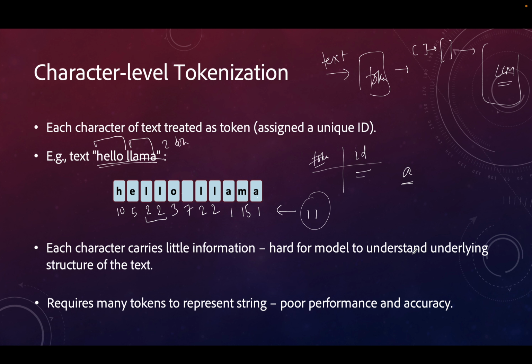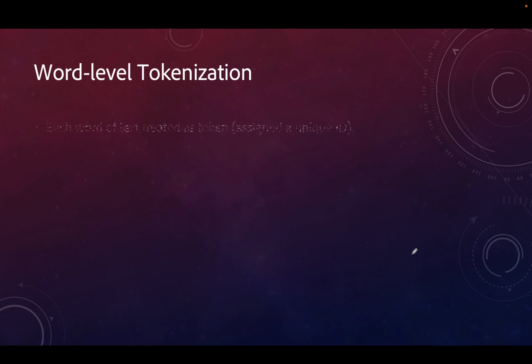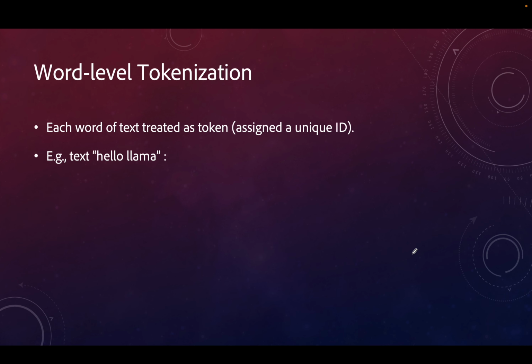Let's move to the next tokenization, called word level tokenization. As the name says, each word of the text is treated as a token. For example, if we have "hello llama", we have 2 words, so we will have 2 token IDs. Let's say this is 1001 and this is 20005, some random IDs.